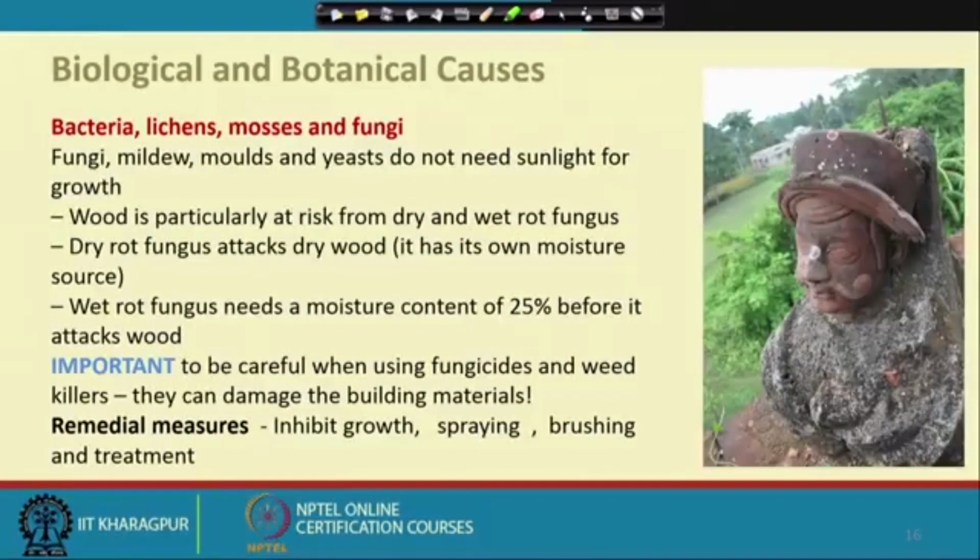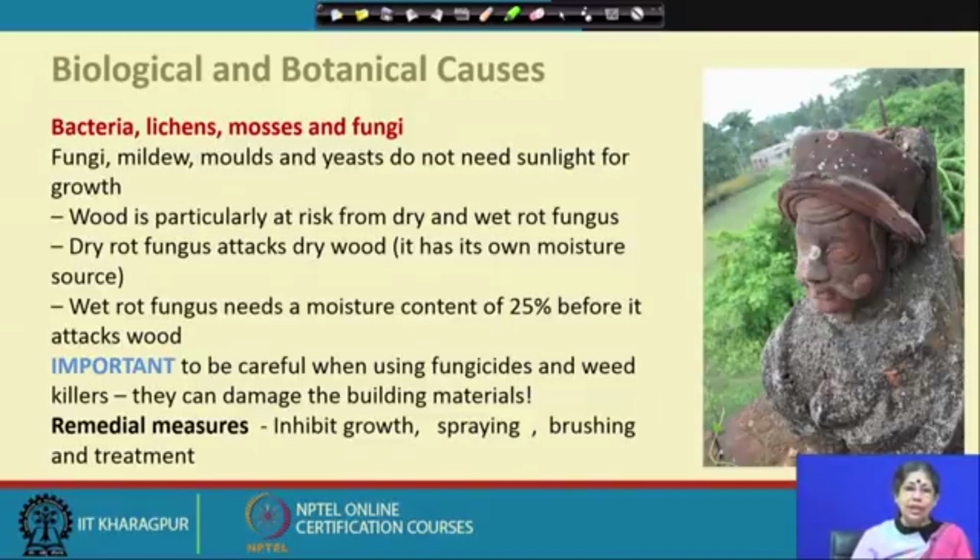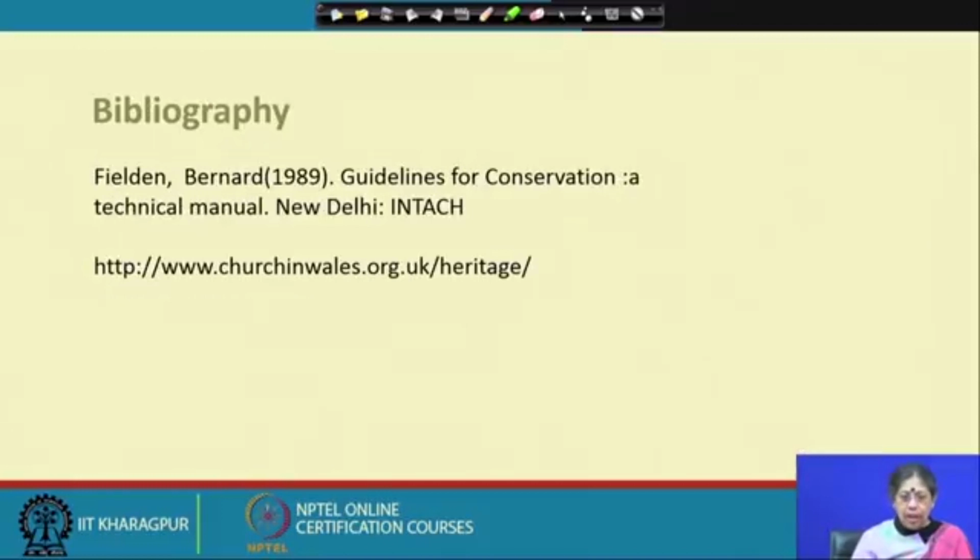As I say, one has to inhibit the growth by spraying with proper treatment material, proper chemical, and after that brushing and treatment under expert advice. These are important, and can be taken from the expert and used as a regular maintenance policy. I have used mainly Sir Bernard Feilden's guidelines for conservation for this part and this reference.